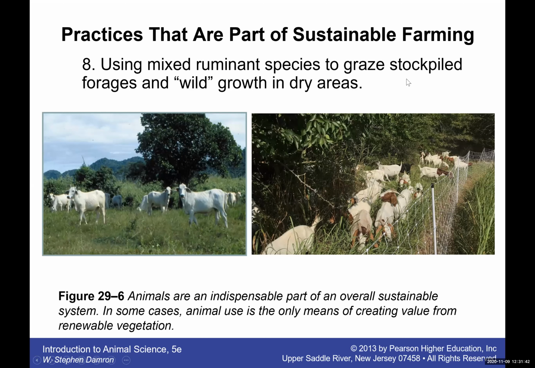We can use mixed ruminant grazing to graze the stockpiled forages or wild growth. This is more in a tropical area, this picture on the left, but they're coming in and grazing the wild growth of the land. The right side, you can see goats, which we've established will eat basically anything. They're eating some of the weeds and the overgrowth in the area. And what this producer has done is just come in with the break fence or that removable fence, put them in the area in which he wanted them to graze down, and then just is letting them eat that.